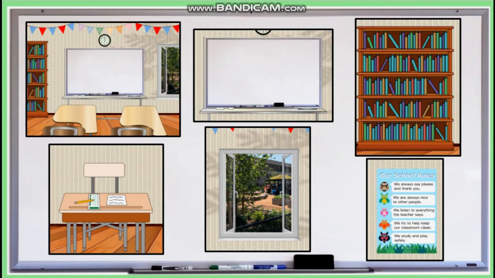Look at the pictures. What's this? A classroom. What's this? A whiteboard. What's this? A bookcase. What's this? A desk. What's this? A window. What's this? A poster.